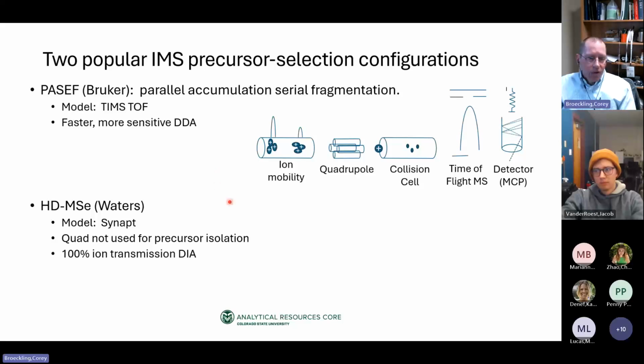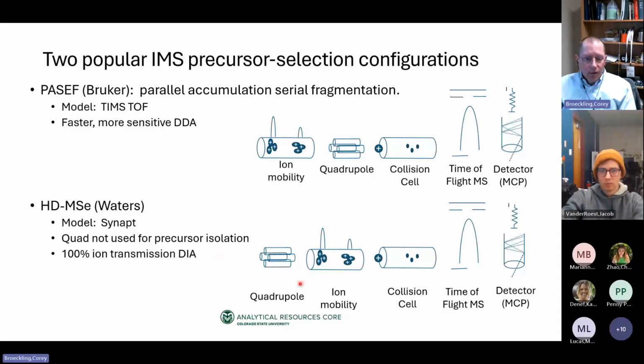Here is another application using mobility. This one is called HD-MSE. MSE is a process that was marketed by Waters. You fragment everything all the time by literally not isolating any precursors whatsoever. And so the quadrupole is passing all of the precursors. When they then introduced ion mobility into their platform, they introduced the ion mobility cell after the quadrupole such that you can separate by mobility and then fragment all of the ions coming out of the mobility cell as they elute in the collision cell and collect fragmentation data on all of them all of the time.